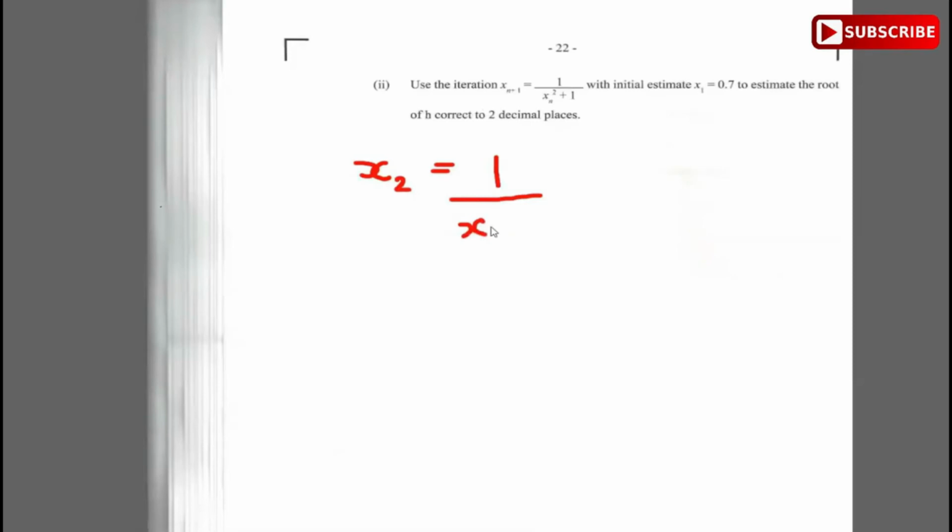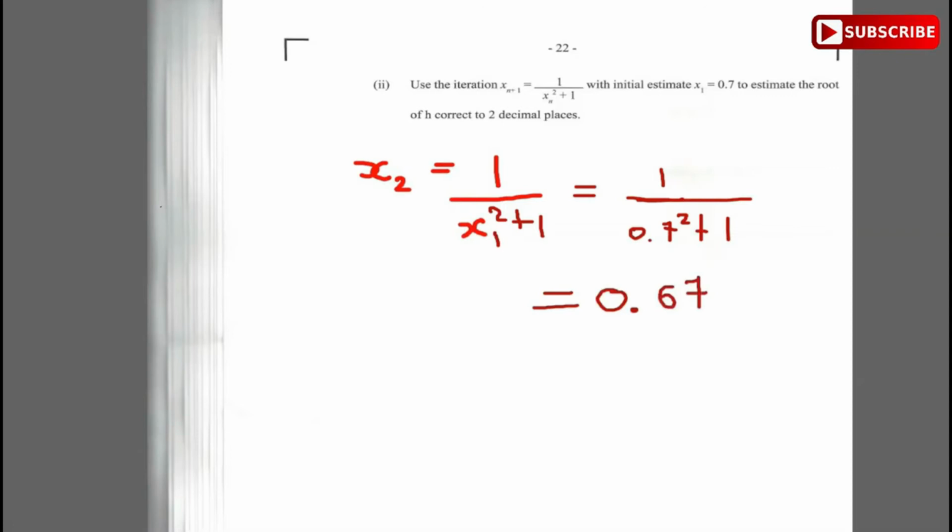So it's going to be 1 over x1 squared plus 1. That's going to be x2, which is equal to 1 over 0.7 squared plus 1. We need to work this out. 0.7 squared plus 1, and 1 divided by that is 0.671. So this works out to be 0.671. Nice and easy. So that's what we get, 0.671. All right, no issues.